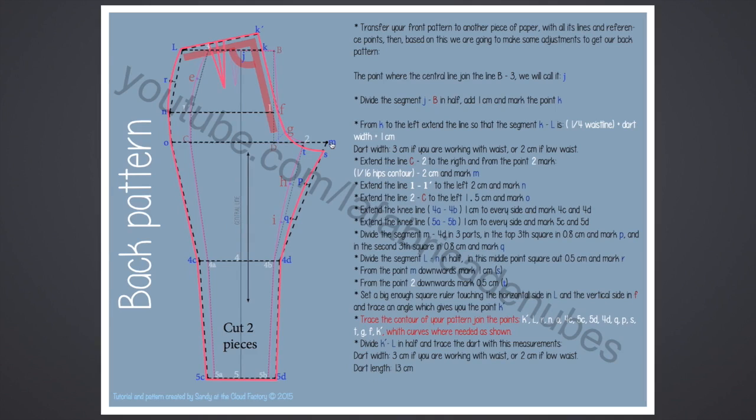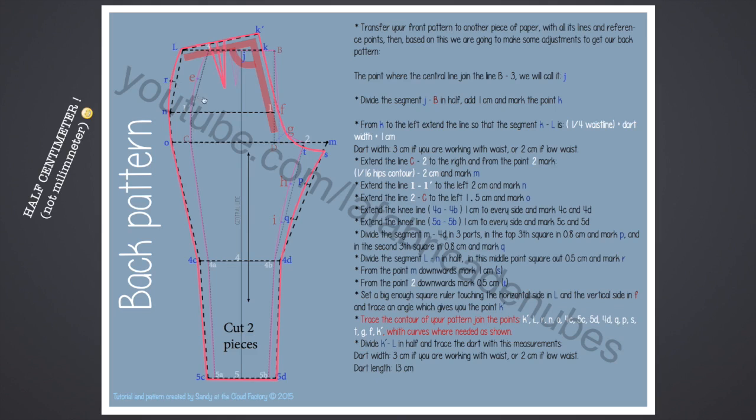The segment M4D, this line, you have to divide it in 3 parts. And in the first point, you have to square inside 8 millimeters. And in the second point, you have to square inside 7 millimeters. That will give you the points P and Q. Now, for the point R, you have to divide the segment LN in half, and in the middle point, square outside ½ millimeter, and that is your point R.